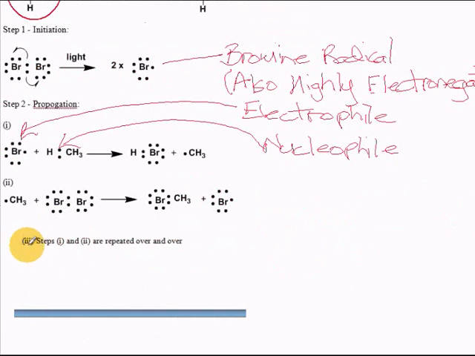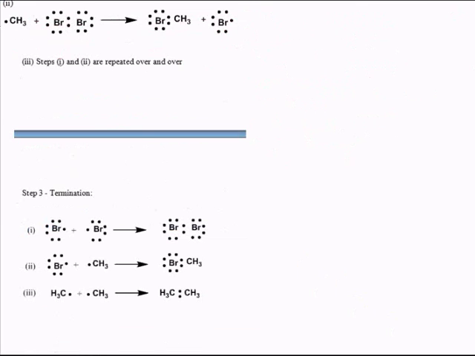Okay, and in the propagation step, take note that these steps are repeated over and over in a somewhat infinite cycle, though not completely infinite. But it does finally reach a termination stage, and this is the next step that we want to discuss.